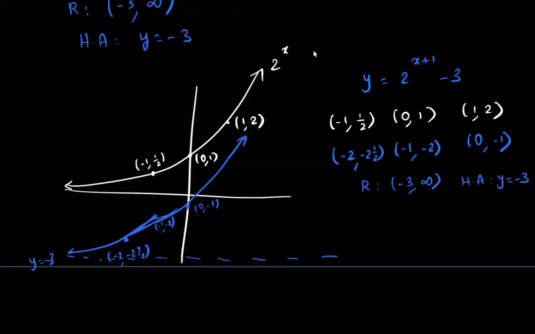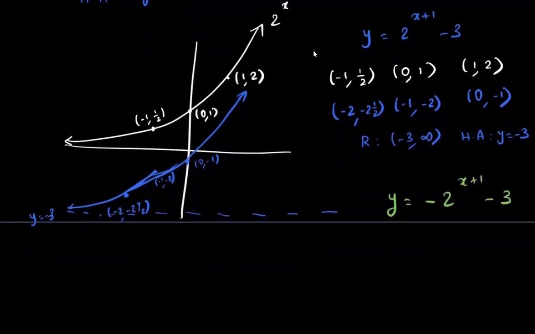Now, suppose I ask you to graph, the only change I'm making is I'm making this negative. Okay, so this is a reflection about the x-axis. So your 2 to the power of x plus 1 graph slightly moved to the left, and then it got flipped, and then it got moved further down, right? So now if I'm coming up with the 3 key points, this is how they will look like.